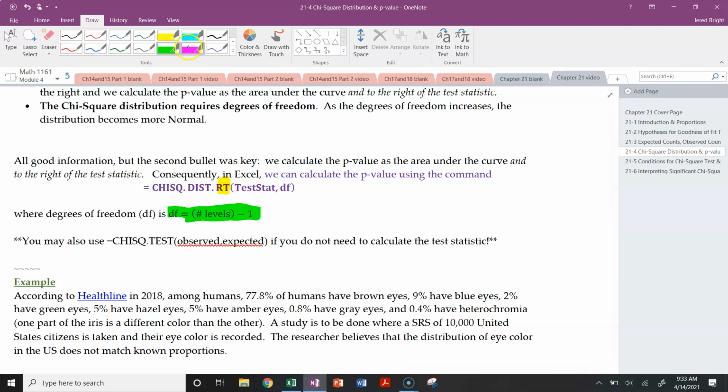There is this other command, chi-sq.test, and all you need to do is highlight the observed and expected counts for that. That's useful if you don't need a test statistic. However, I'm going to make you find the test statistic frequently. So know that that's available to you, but if you're asked to find the test statistic, you can't use that.